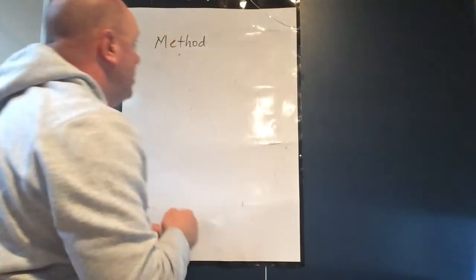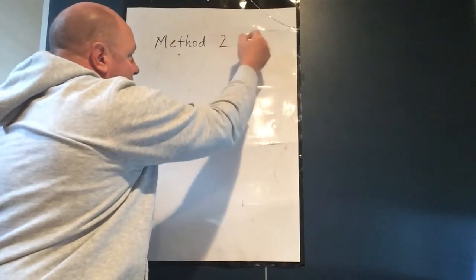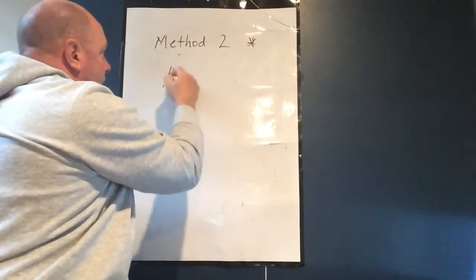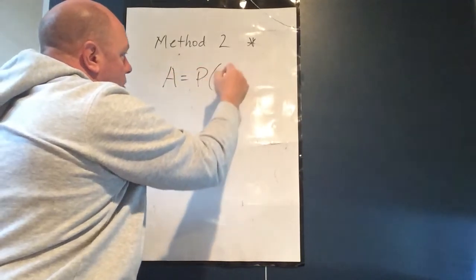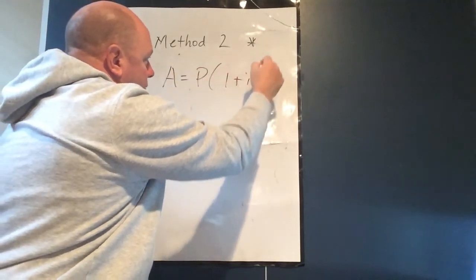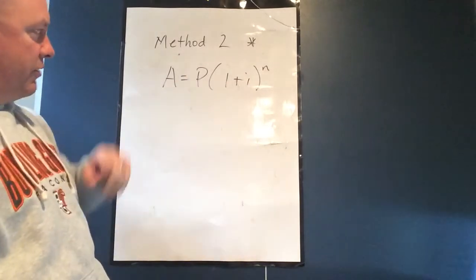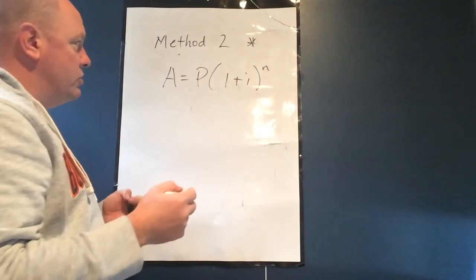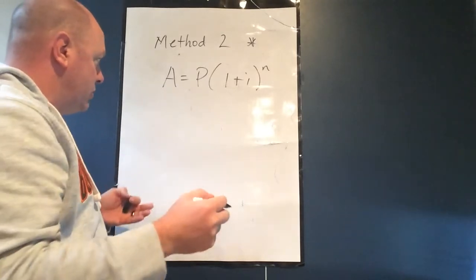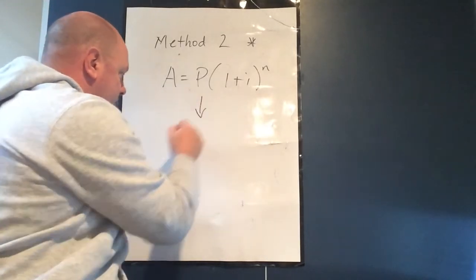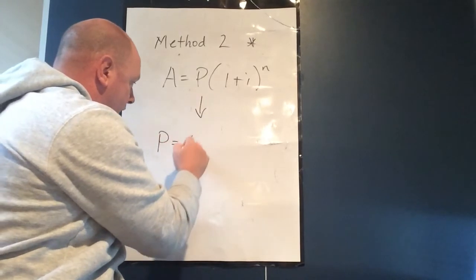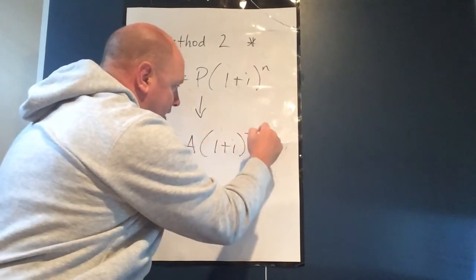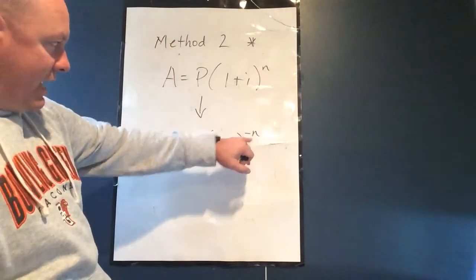Method number 2, and I put a little star beside this because this is the method I prefer. We start from our original formula, A equals P(1 plus i) to the exponent n. Now I'm going to use something very similar, which goes like this: P equals A(1 plus i) to the exponent negative n. So it's the negative n right there.